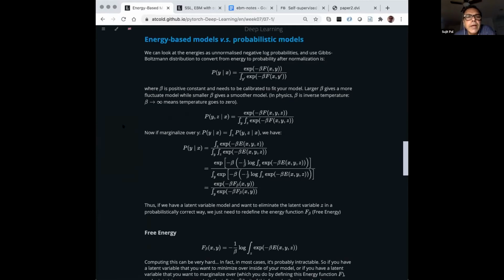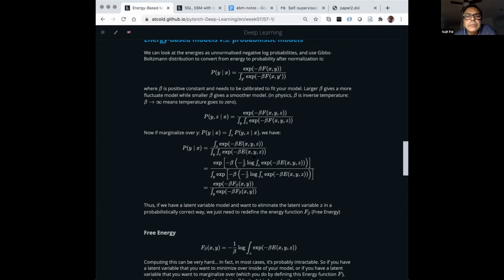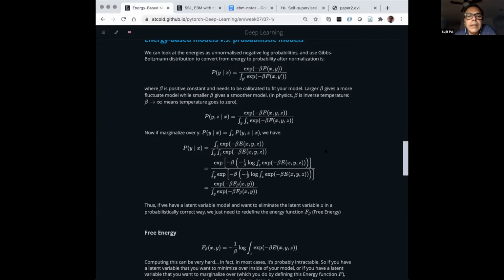And then if you have latent variables, you can introduce that, and essentially you just change the energy function from being a function of x and y to x, y, and z, and you do the same thing down here. And then you can marginalize over, I think this should be z. If you marginalize over z, then you can essentially take this thing.